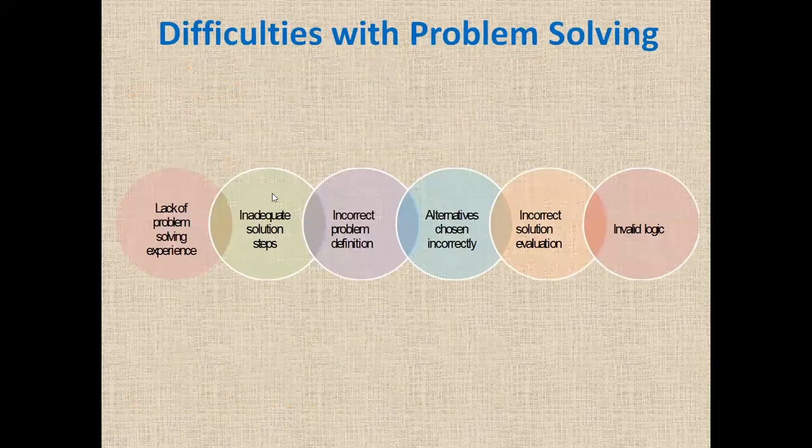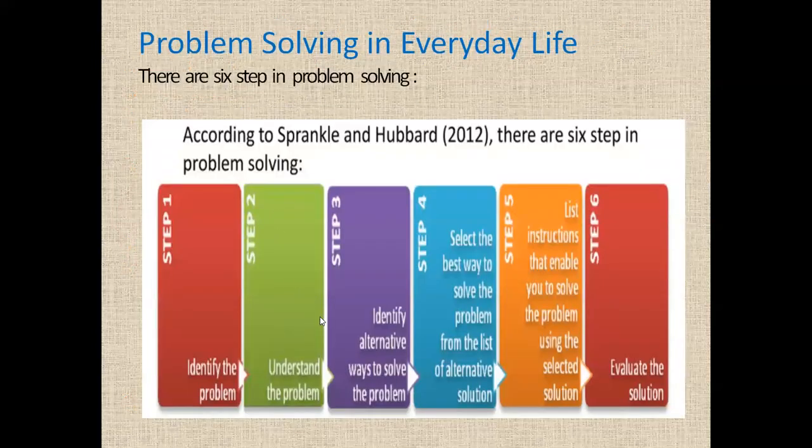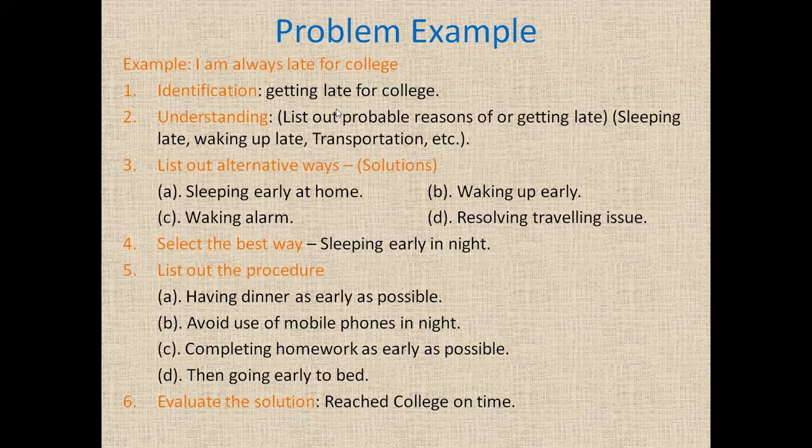After that, the second step is we need to understand the problem. In understanding the problem, we need to list out the probable reasons of getting late for the college. So here we need to find out the reasons because of which you are always late for the college. So here we'll get some reasons like sleeping late or waking up late or transportation problem. Okay. So because of this problem, we are always late for the college.